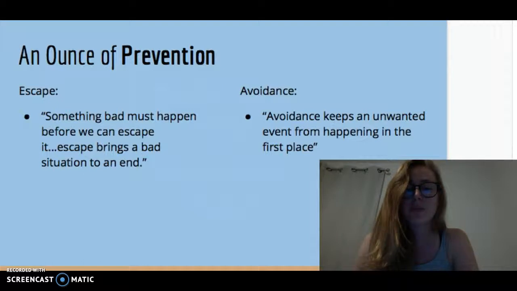There are also differences between escape and avoidance. In order for escape to occur, Sidman claims, something bad must happen before we can escape it. Escape brings a bad situation to an end. Avoidance, on the other hand, keeps unwanted events from happening in the first place. It may keep shock away, making escape unnecessary. Avoidance is another form of negative reinforcement.